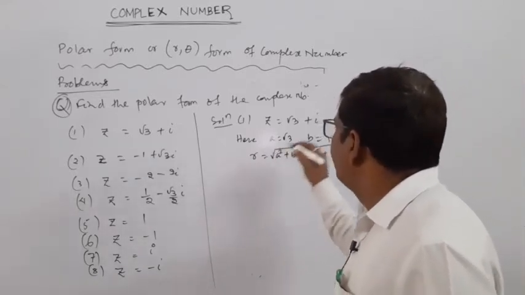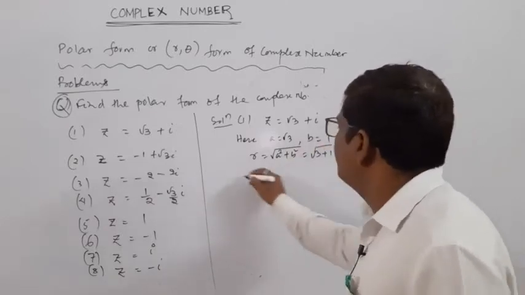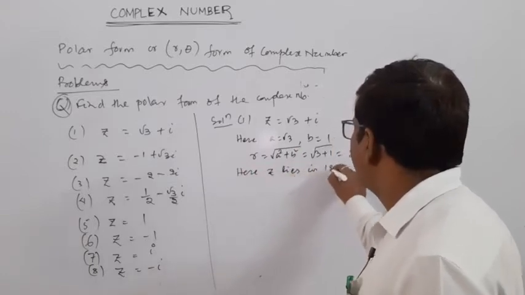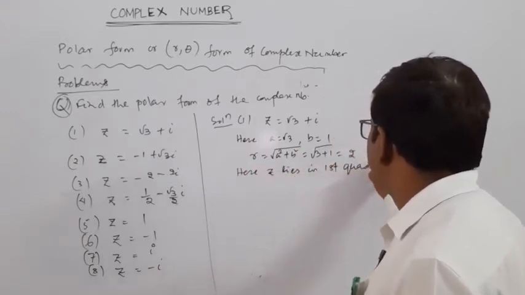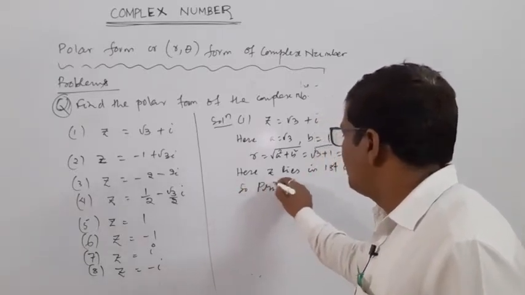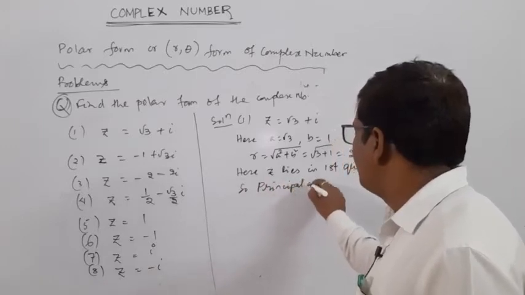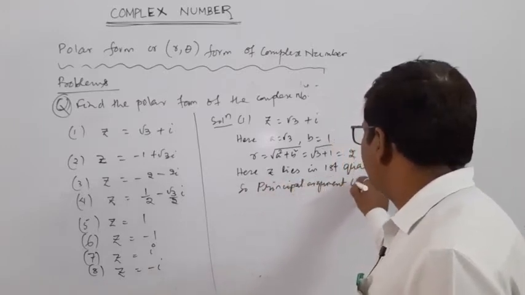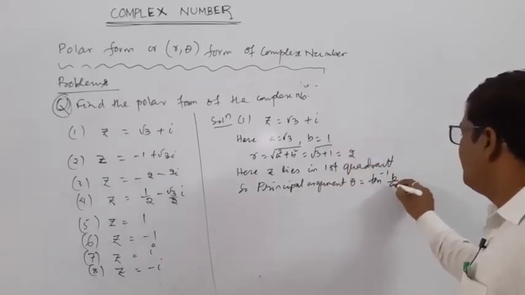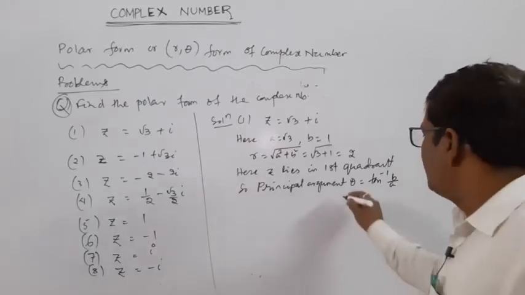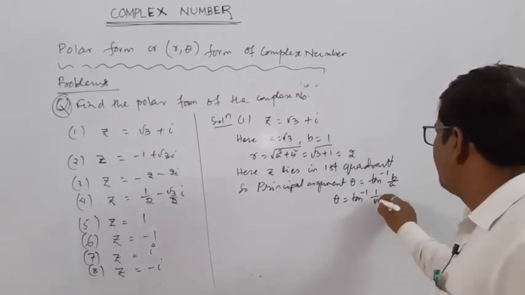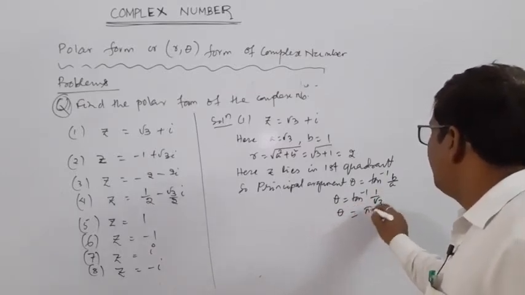So for theta, z lies in the first quadrant. So the principal argument theta is equal to tan inverse of b by a, that is tan inverse of 1 by root 3. Theta is equal to what? Pi by 6.